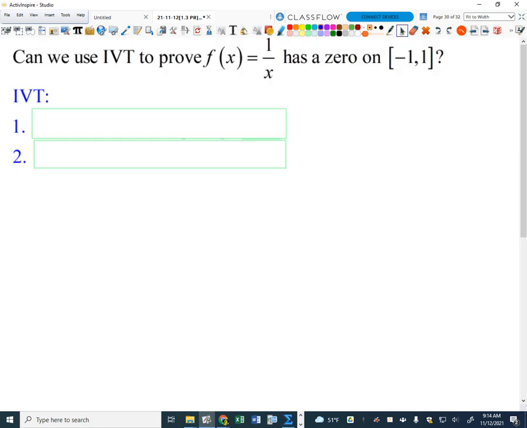Okay, how about this one? Can we use IVT to prove that f of x equals 1 over x has a 0 on the closed interval from -1 to 1?